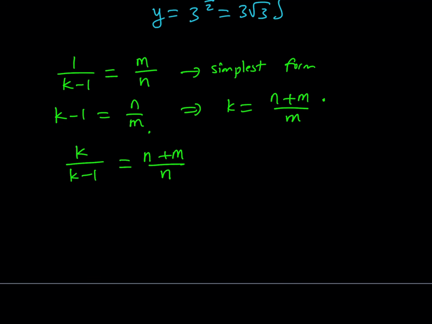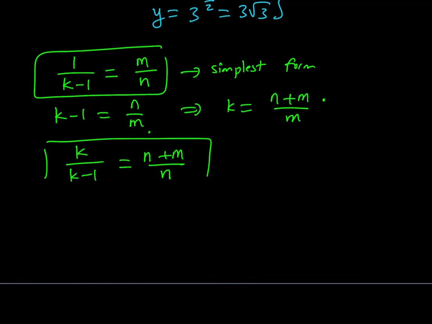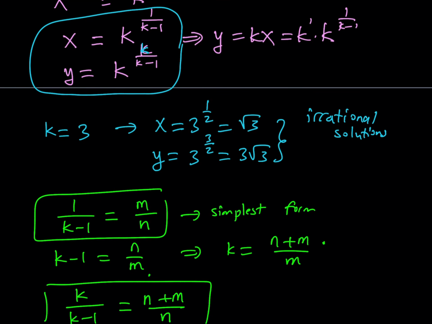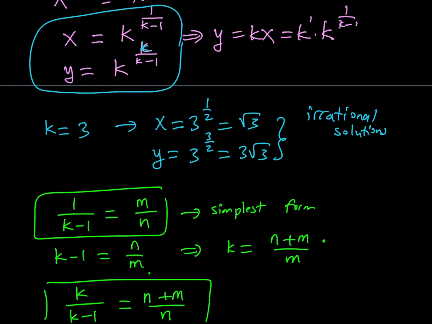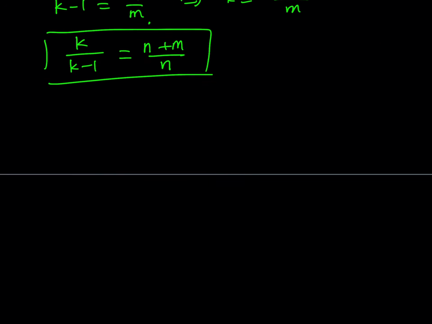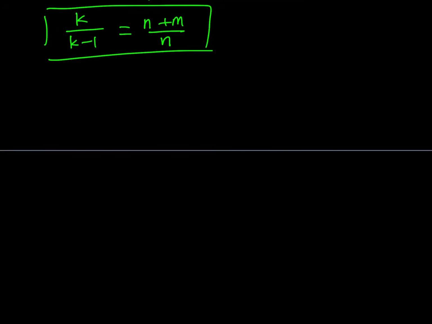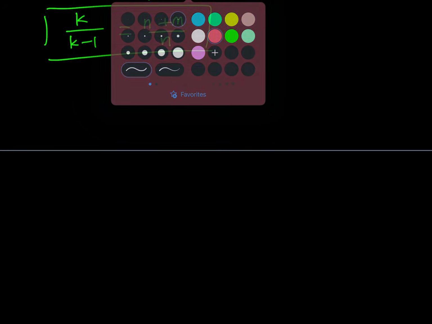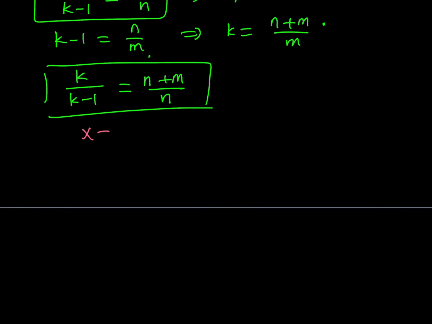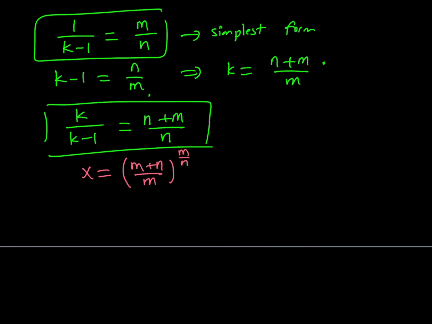So that's my k over k minus 1 value, and this is the 1 over k minus 1. Why did I find those? Because remember, when we wrote x and y, we wrote them in terms of k. So let's replace k with whatever that is, and then we're going to get our solutions in rational form, hopefully. Now I'm going to make the replacement. X is equal to m plus n over m, and then that's to the power m over n, because that's 1 over k minus 1. Remember that? It's this one.